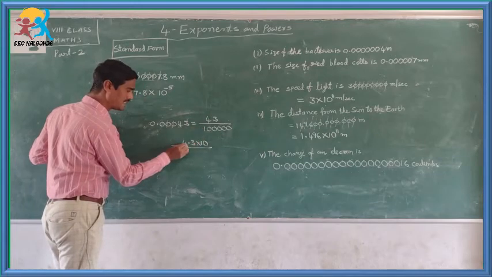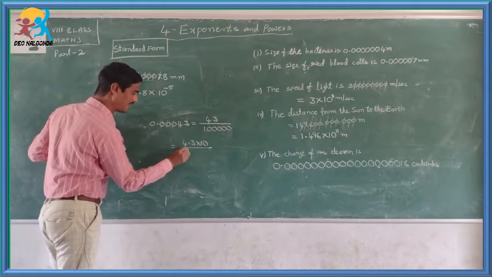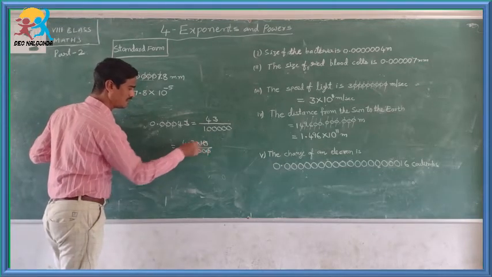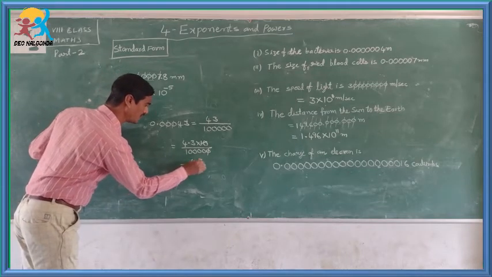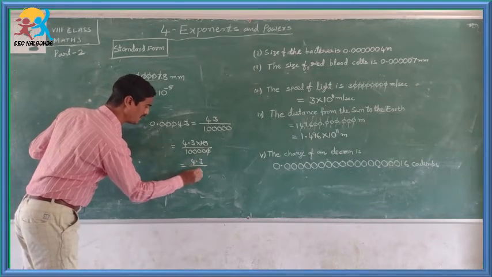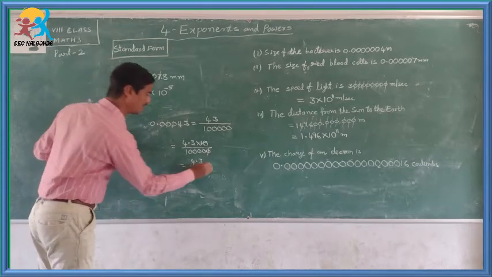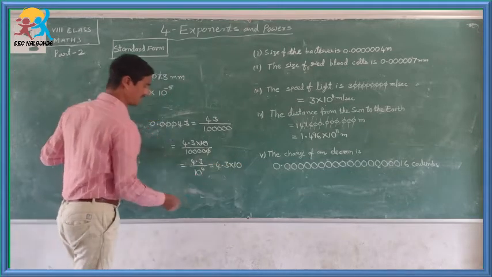43 can be written as 4.3 into 10. And the denominator is 1, 2, 3, 4, 5 zeros; the zeros will be cancelled. Remaining, 4.3 by 10 power 4. That means 4.3 into 10 power.